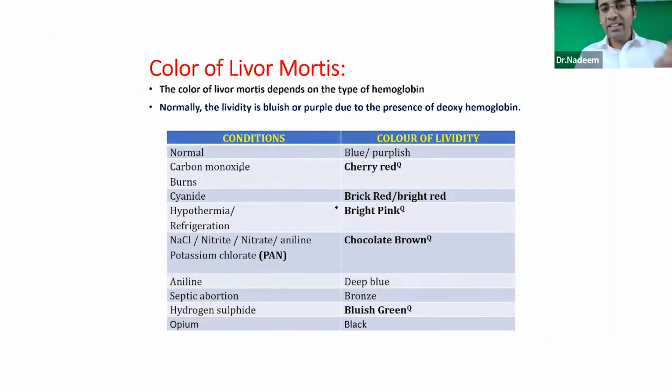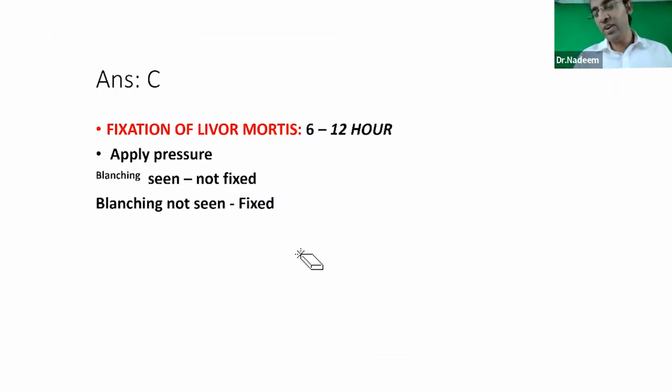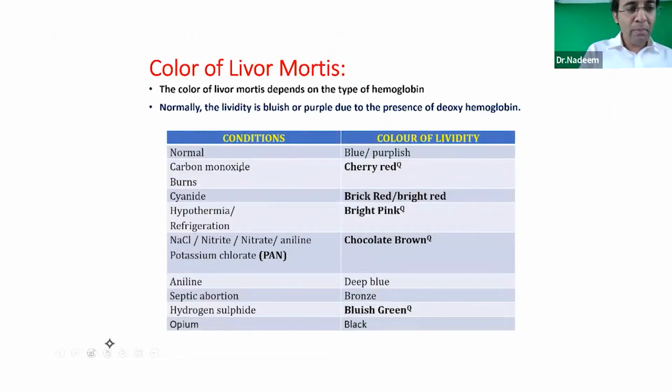Now see here, this table is extremely important. In which condition there will be different colors of staining. Basically, after death there will be purple or bluish discoloration. That is because of deoxyhemoglobin. So the natural color after death is blue or purple.